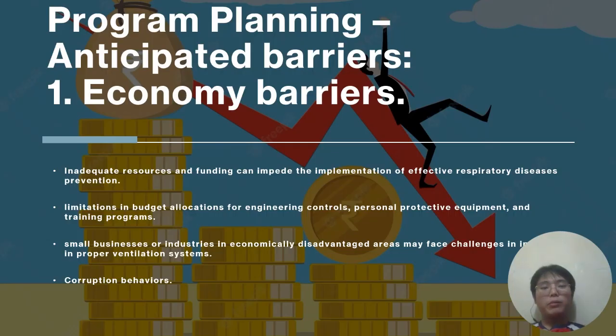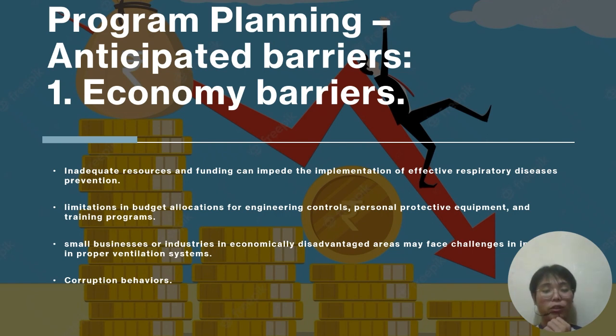The last part that I'll be touching on is the anticipated barriers. The first anticipated barrier preventing the implementation of respiratory disease prevention is the economic barrier. Economic barriers can be unpredictable, as economic downfalls can happen overnight. Inadequate resources and funding can impede the effective implementation of respiratory disease prevention. Limited budget is one of the causes for a company not to implement engineering controls, personal protective equipment, and training programs. Some companies may also have corrupt behaviors which cause the budget allocated to disease prevention programs to be affected.